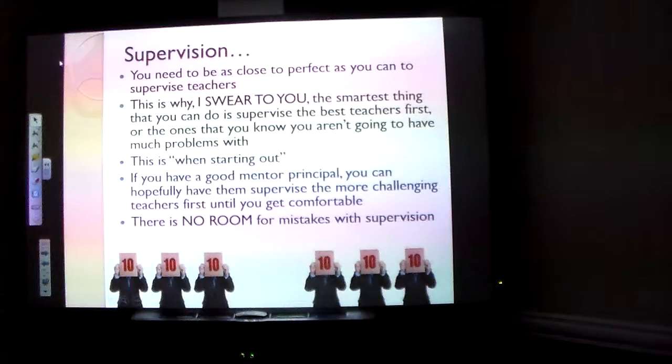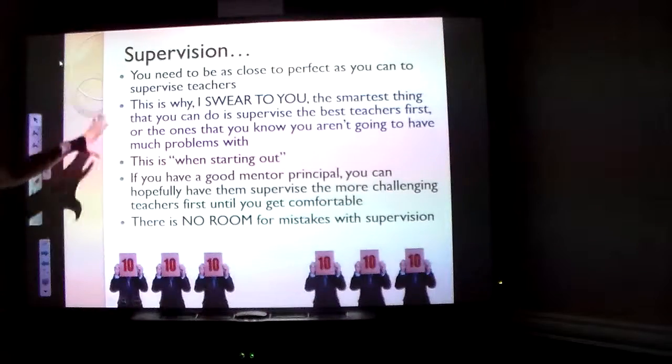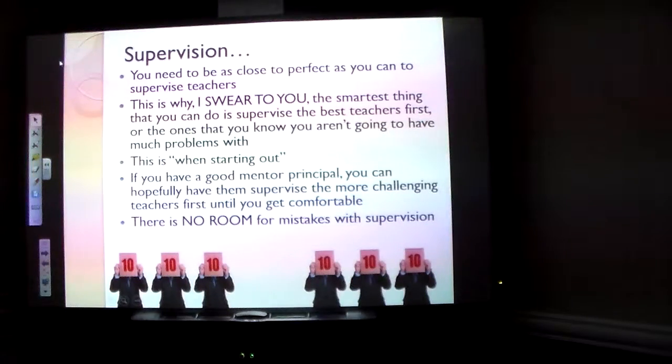So I think supervision is something that has to be perfect, especially when you're dealing with bad teachers. Remember what we said in the first week of this class, that all teachers think that they're good teachers. That's a problem. This is why the most important and effective thing that you can do as a supervisor is supervise the best teachers first. Any teachers that you know you are not going to have problems with when you're starting out, they need to be supervised first. If you have a good mentor principal, you can have them do the more challenging teachers first until you get comfortable, but start out with the best and most perfect teachers first so you get experience.